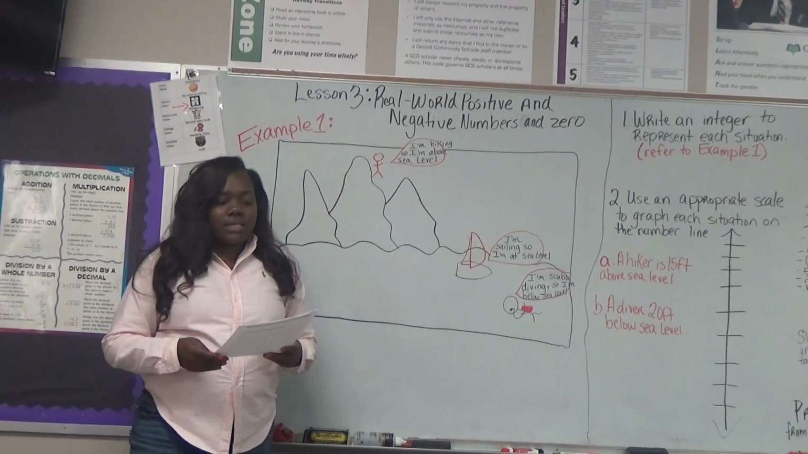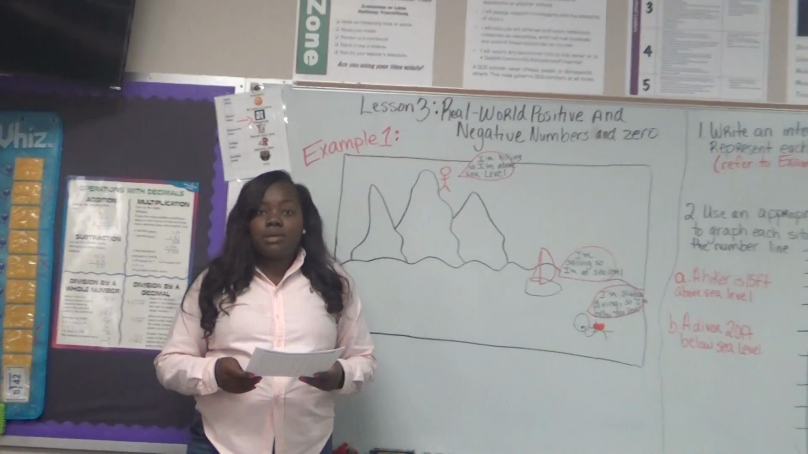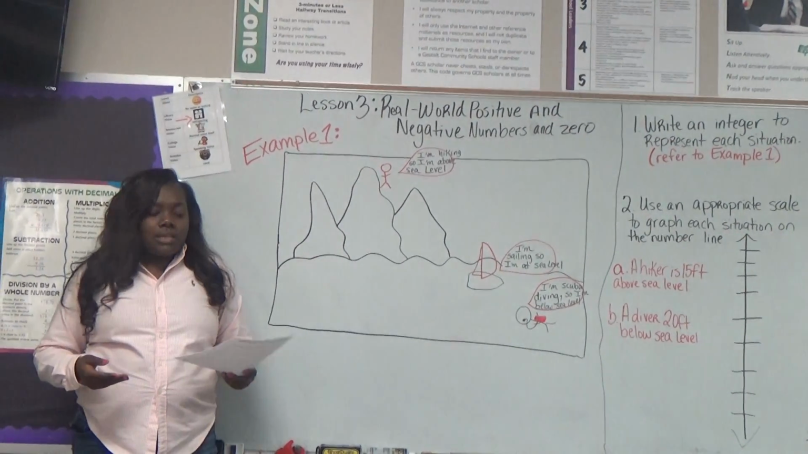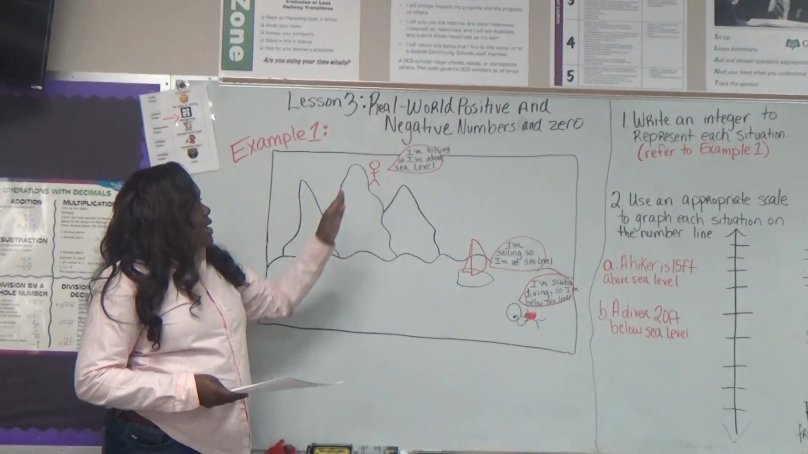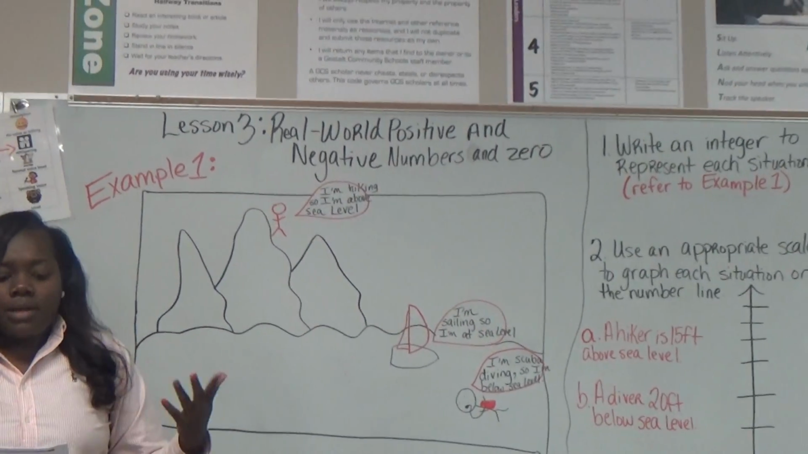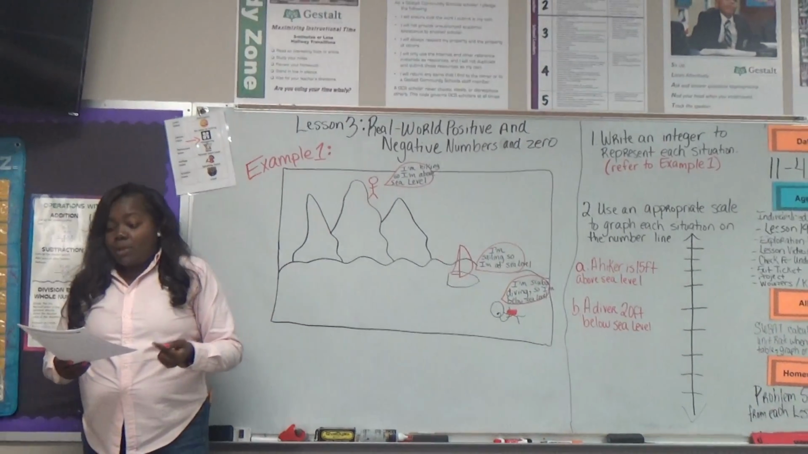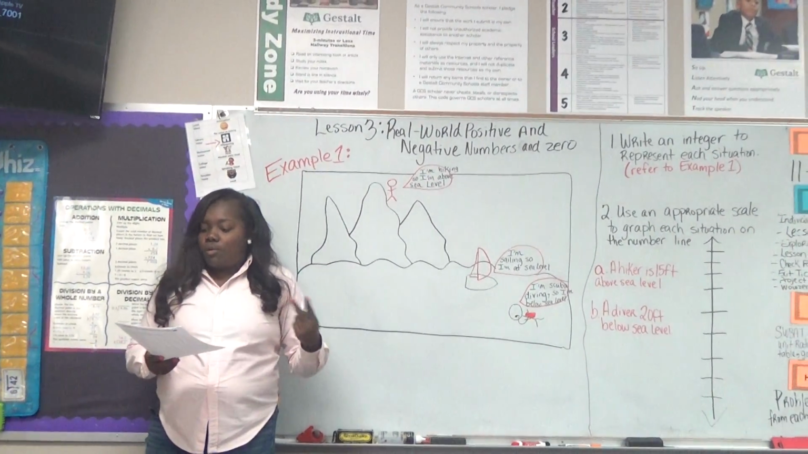Today we're learning about lesson 3, which talks about real world positive and negative numbers and zero. As you learned in the last lessons, zero is neither positive nor negative, so that's why it's not included with the positive and negative numbers in the title. Today you're going to use positive and negative numbers to indicate a change, and the change would be represented by either a loss or a gain.